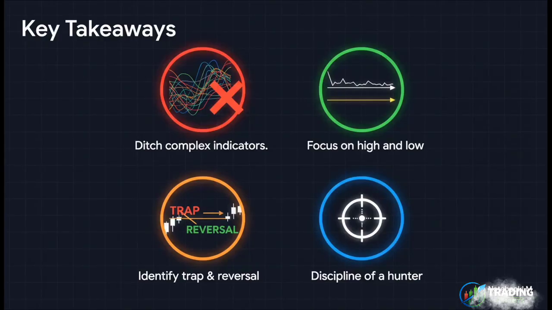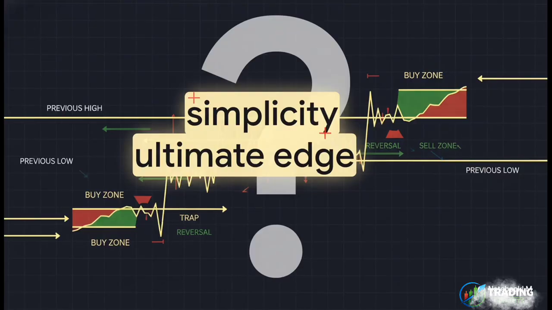All right, so let's boil this all down. What are the key things to remember? First, simplify your charts. Ditch the clutter. Clearer charts lead to clearer decisions. Second, make the previous day's high and low your anchor points. Those are the natural liquidity zones. Third, you've got to wait patiently for the trap and the reversal signal. Don't force it. And finally, you have to adopt that hunter's mindset, because great trading is all about precision, not constant action. So I'll just leave you with this one final thought.